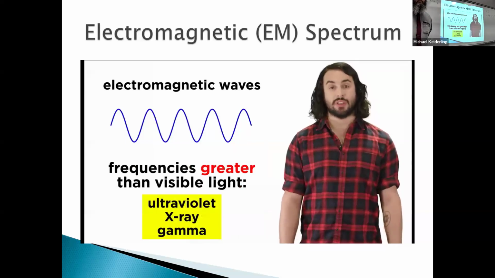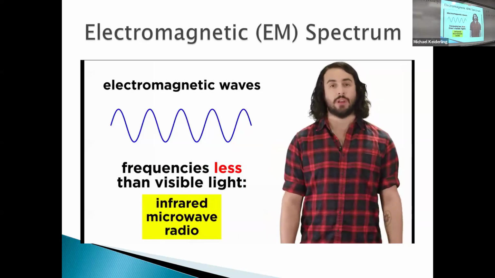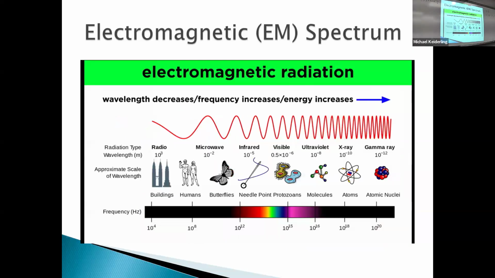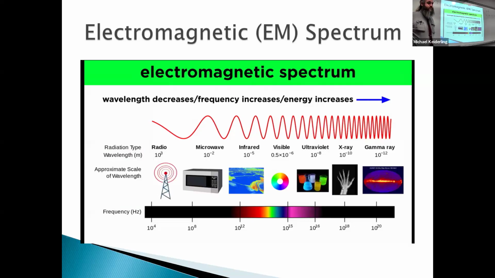Frequencies greater than this will exist as UV radiation, X-rays, or gamma rays, and frequencies less than this qualify as infrared radiation, microwaves, or radio waves. All of these phenomena are collectively referred to as electromagnetic radiation, and they can be found on the electromagnetic spectrum. Here we can see all the wavelengths and frequencies ranging from radio waves to gamma rays, and we have found some technological use for all of these in modern society.